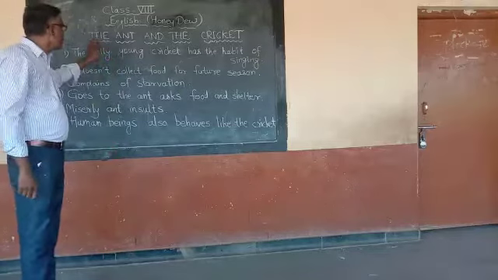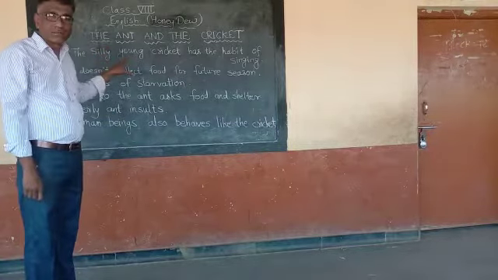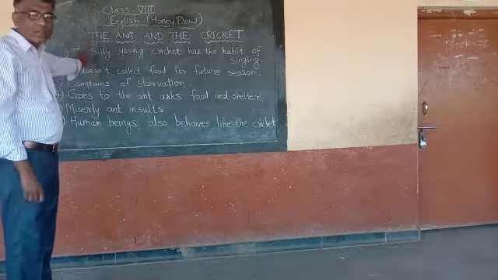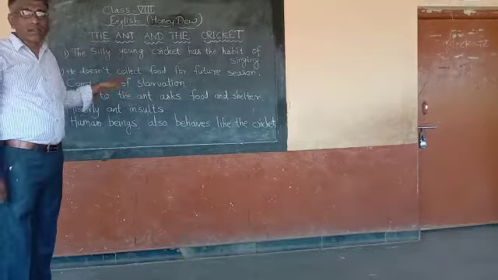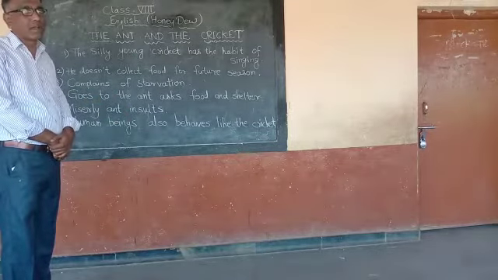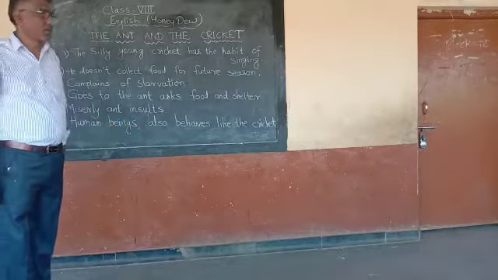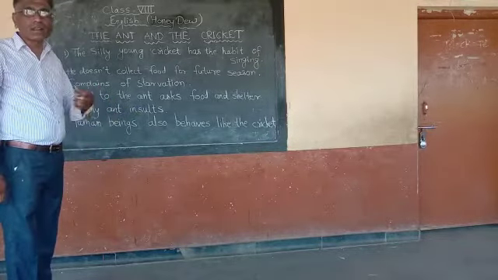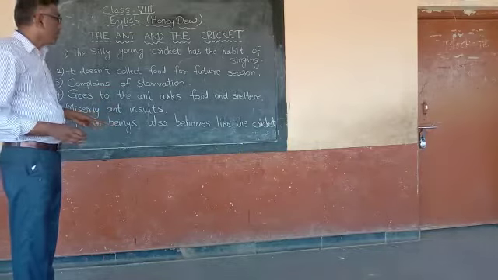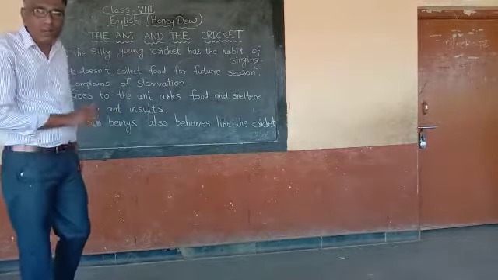But here, the small ant and the cricket have some kind of relation. Let us see what they do. In this poem, the cricket is a young cricket and it's a silly one. It has a habit of singing. As we know, its characteristic is singing, but this cricket doesn't pay attention to other things. For example, when the other insects collect the food particles for the coming season, this cricket doesn't pay attention to these activities. He goes on singing and singing. Because of the habit of singing, he forgets collecting the food.